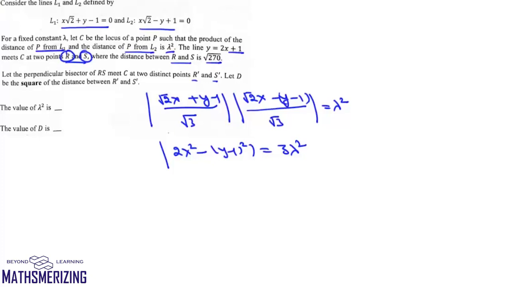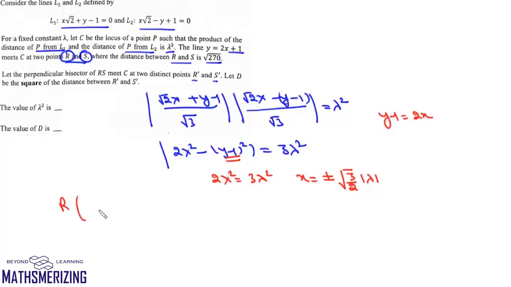Now it says we need to find the points of intersection R and S with the line y = 2x + 1. Now this is nothing but y − 1 = 2x, and if we put y − 1 as 2x, we'll get 2x² = 3λ², or the value of x is plus or minus √3/2 times |λ|.